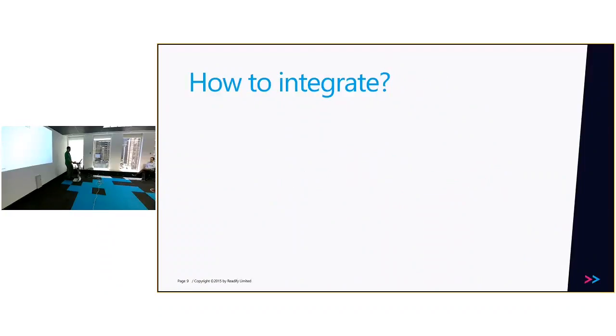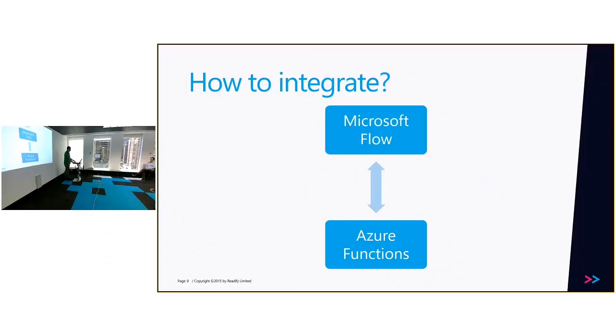So how to integrate both? Simple. Microsoft Flow and Azure Functions talk HTTP. Nothing special. One can call the other. Azure Function has an HTTP trigger. Microsoft Flow can listen to an HTTP trigger. So it's pretty much the same. They just call each other.